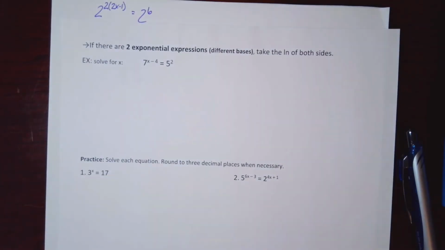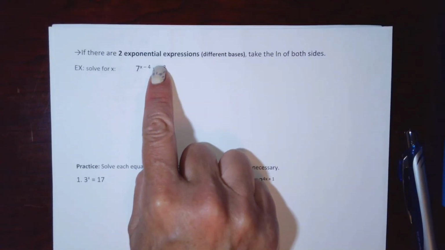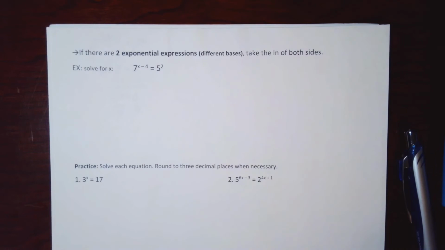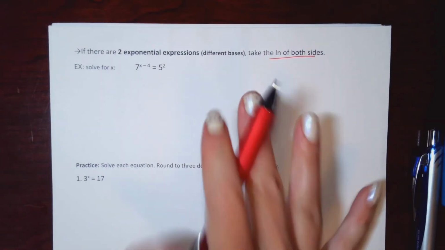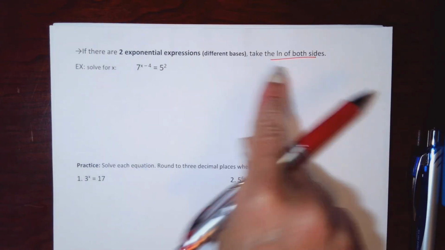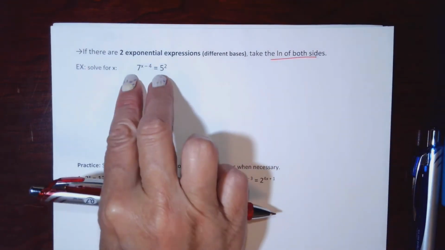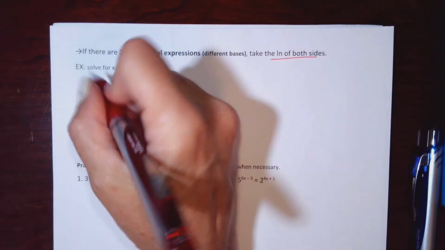That was if I have more than 2 log expressions. What if I have 2 exponential expressions and they have different bases? Well, if that's the case, I'm going to take the natural log of both sides. Now, you could take the common log, but if we always stick with the natural log, then it's easy to talk about it that way. 7 and 5 are my bases. I can't use my one-to-one property. There's no way I can write those in terms of the same base.